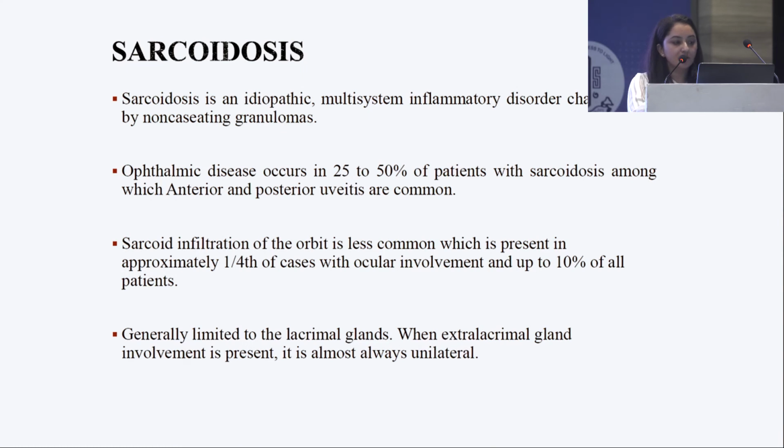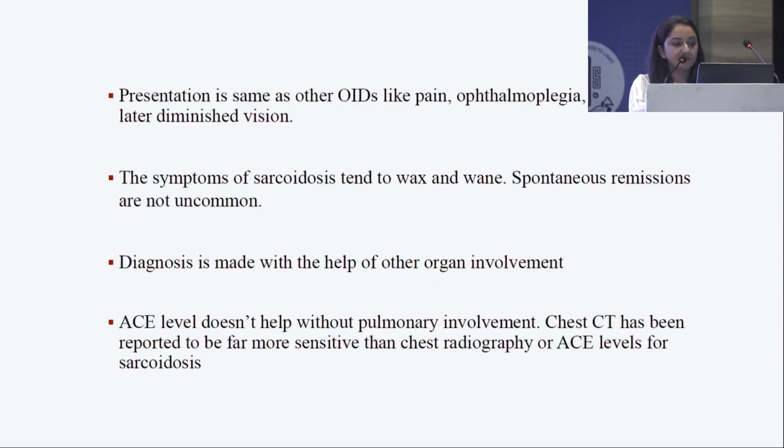Sarcoidosis is another cause of orbital inflammation. It is an idiopathic multisystem inflammatory disorder. Ophthalmic disease is seen in about 25 to 50% of patients, among which even anterior and posterior uveitis could be there. Sarcoid infiltration of the orbit is relatively less common and present only in 25% of the cases with ocular involvement and in 10% of all total patients of sarcoidosis. Generally, orbital involvement in sarcoidosis is limited to the lacrimal glands.